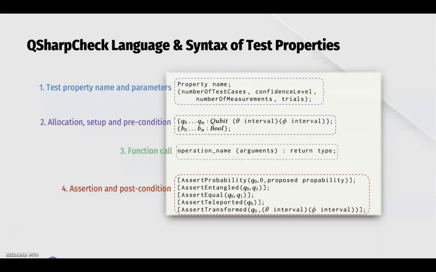Sometimes the output of the quantum program may be the result of applying a transformation on the input arguments. To validate this, we have introduced an assert transformed method in QSharpCheck.